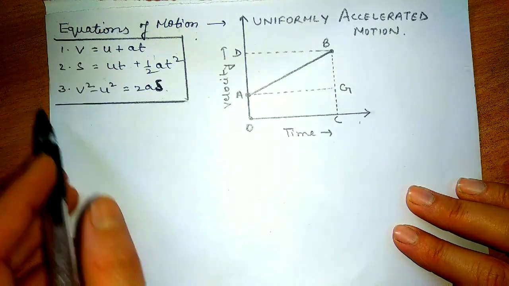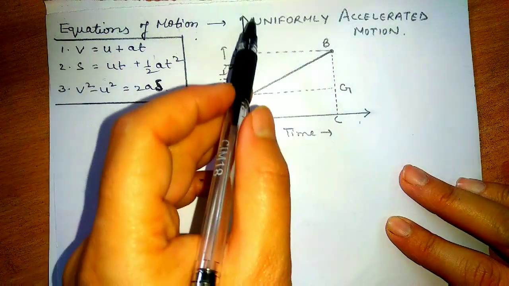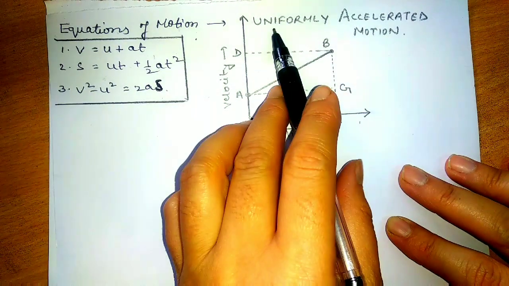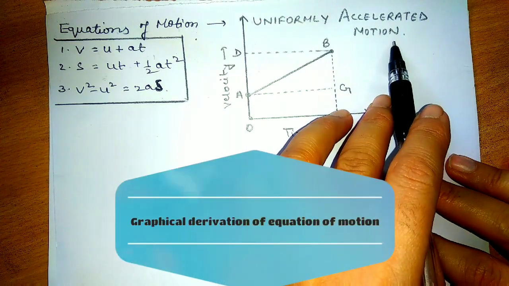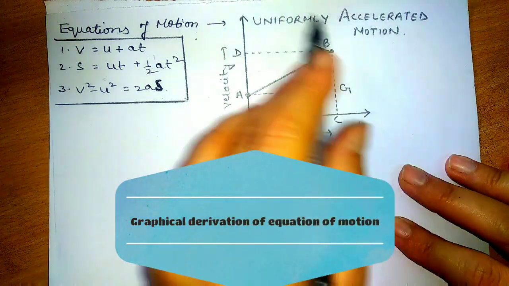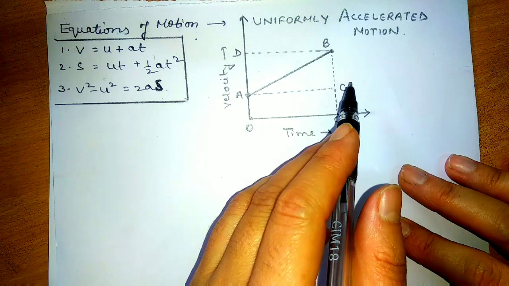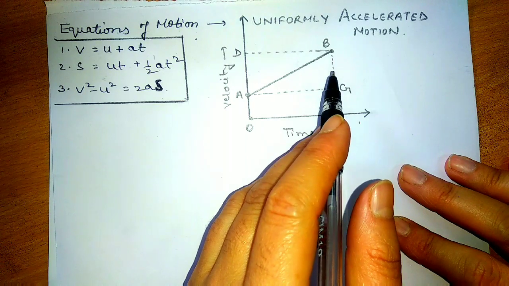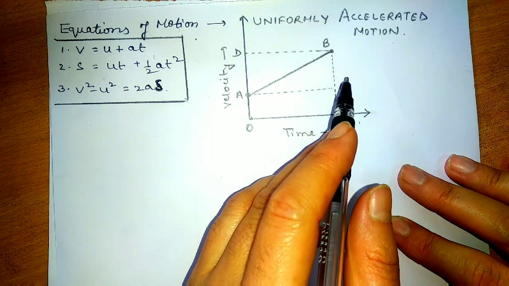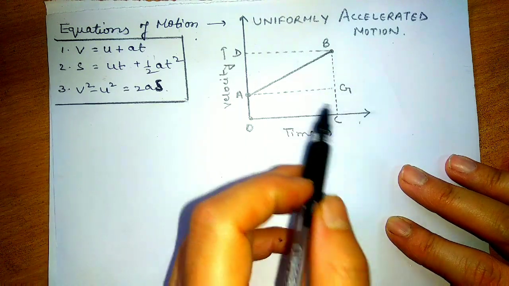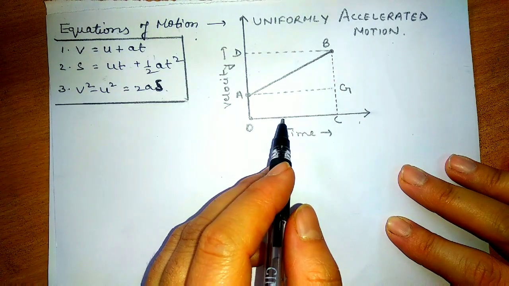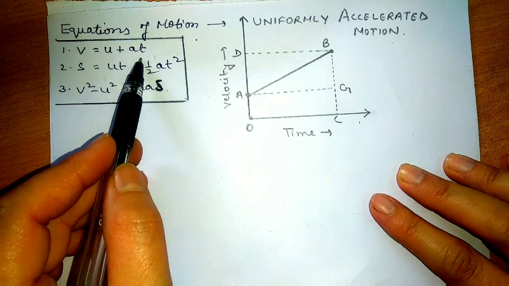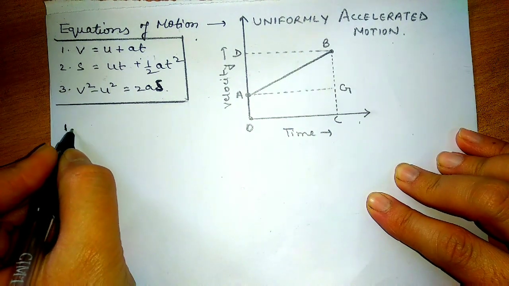So we'll discuss all these three equations of motion by the same graph, and this graph is the velocity time graph for an object with uniformly accelerated motion. The same graph we have discussed in the previous video to find the velocity, acceleration and the displacement. Acceleration can be calculated by the slope and displacement as the area enclosed in that graph. So now we'll discuss first of all the first equation, that is v = u + at.